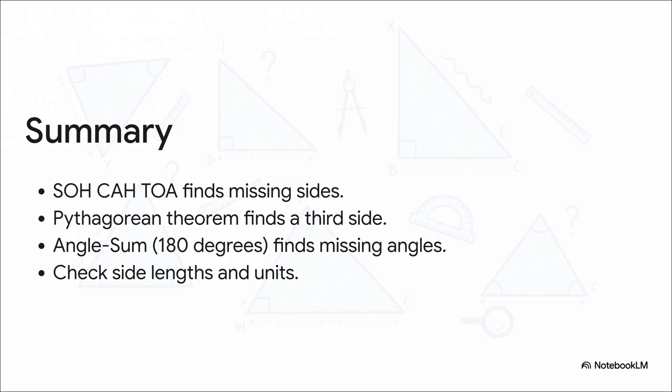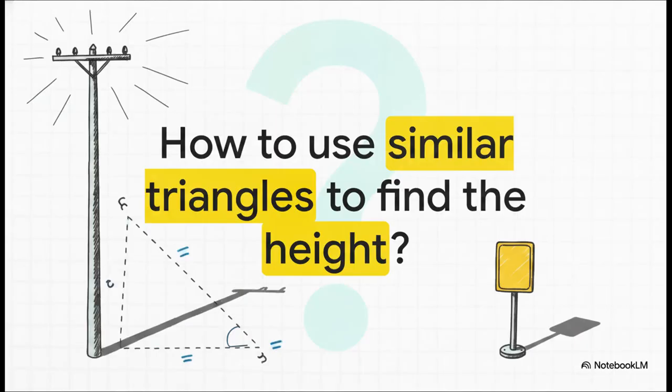You can lean on that 180-degree angle sum rule to instantly lock down missing angles without even breaking a sweat. And most importantly, you now have the discipline to step back and check your side lengths and units for absolute reasonableness. You truly have the power to unlock every single dimension of a right triangle. Now, I'm going to leave you with this final transfer question to really test your skills in a real-world scenario.